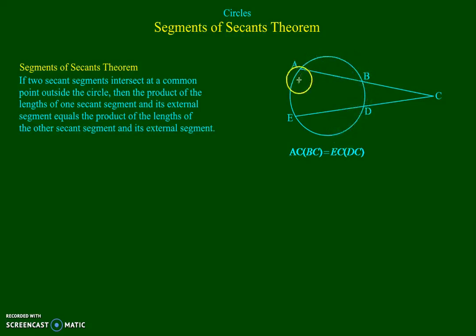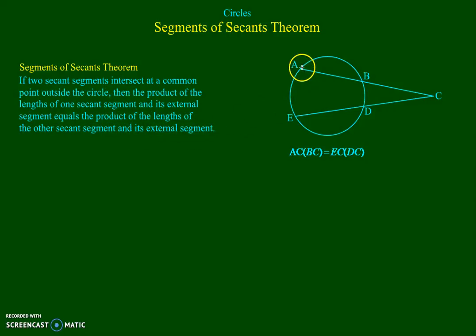The segments of secants theorem applies when you have two secants intersecting at a common point outside the circle. And the theorem states, if two secant segments intersect at a common point outside the circle, then the product of the lengths of one secant segment and its external segment equals the product of the lengths of the other secant segment and its external segment. A lot of words there.